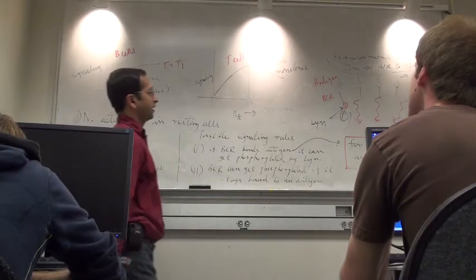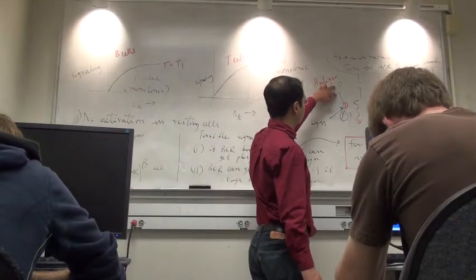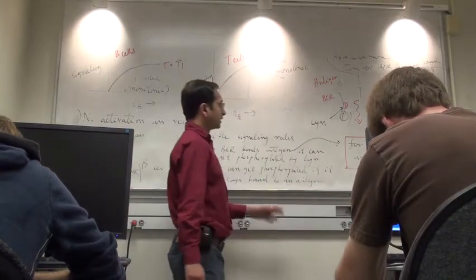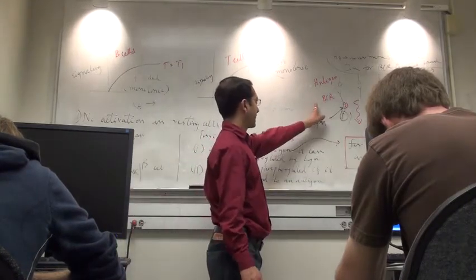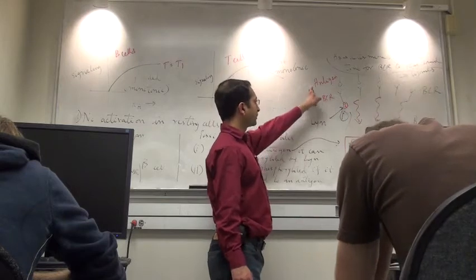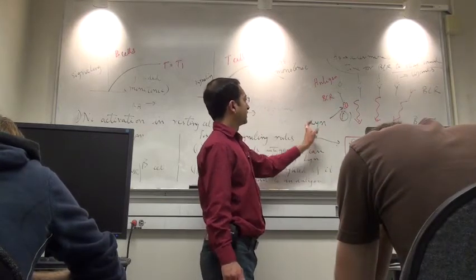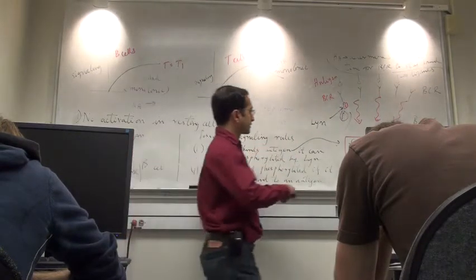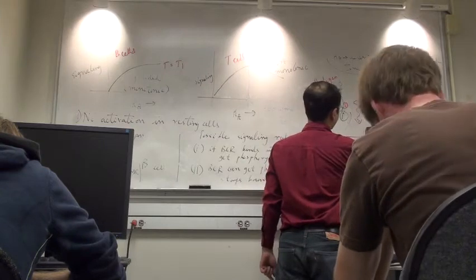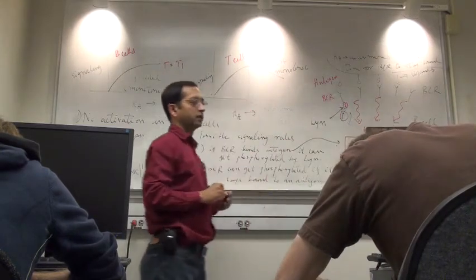So the rules we have: BCR binds to antigen. If it's bound for a certain amount of time, a flag attached to BCR goes up. Then Lyn can bind to BCR and phosphorylate. Once BCR gets phosphorylated, it phosphorylates Syk. It's as simple as that.